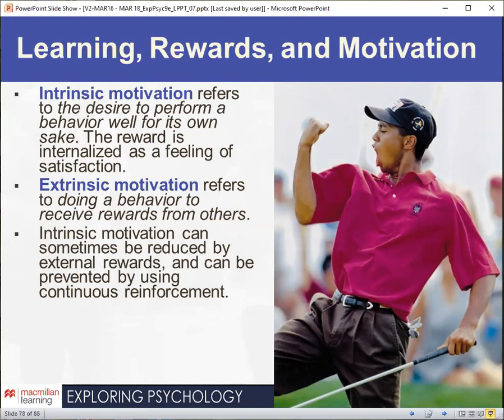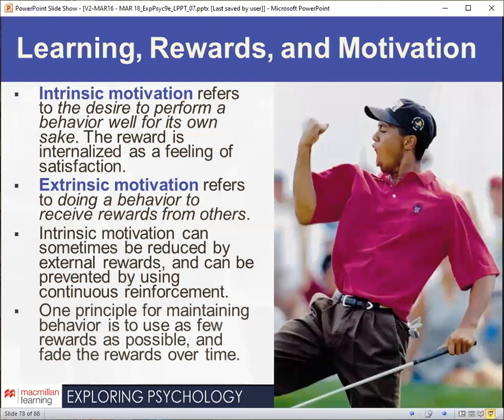And that may ruin the natural, intrinsic feeling of satisfaction they got from doing that particular job. So one principle for maintaining behavior is to use as few rewards as possible and fade the rewards over time. That's why a few slides ago, we talked about the idea that you can reward yourself, but then sort of wean yourself off the rewards a little bit later.